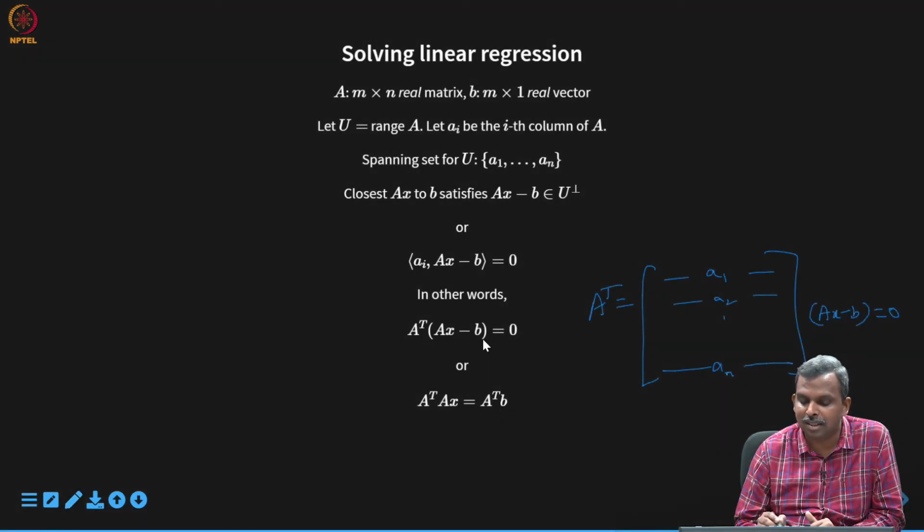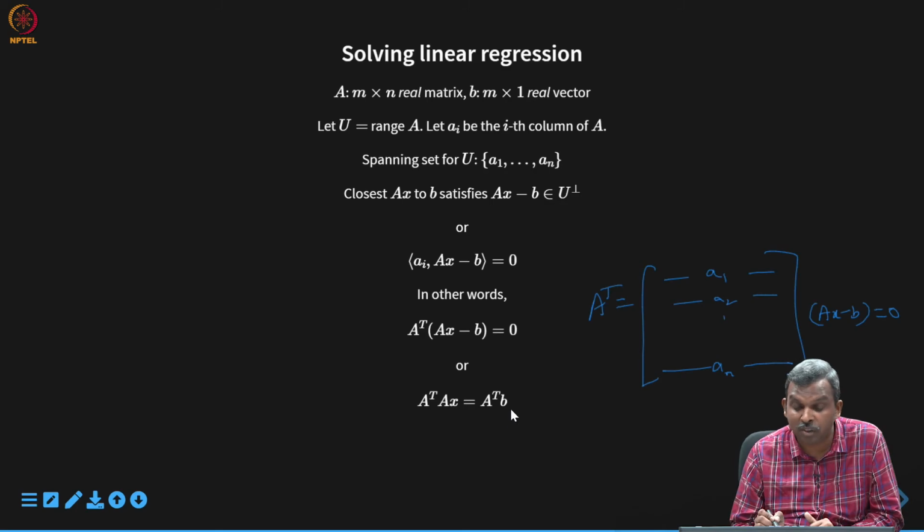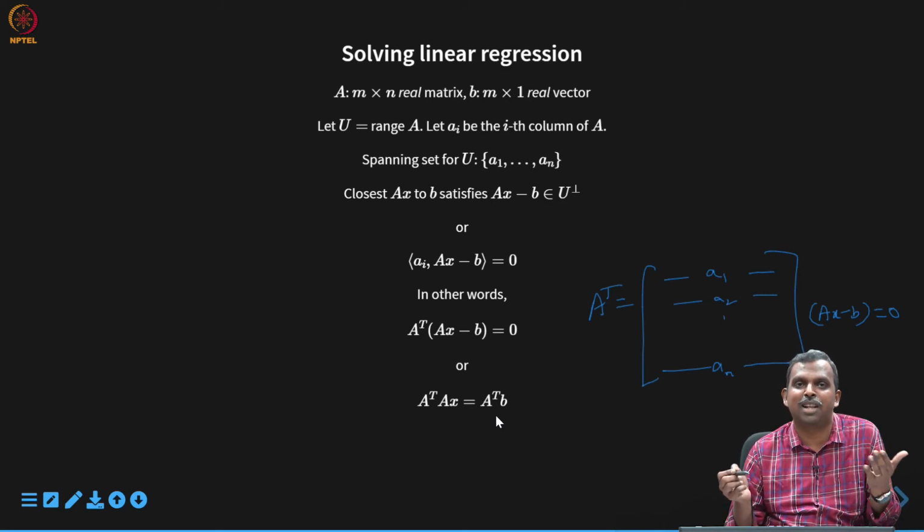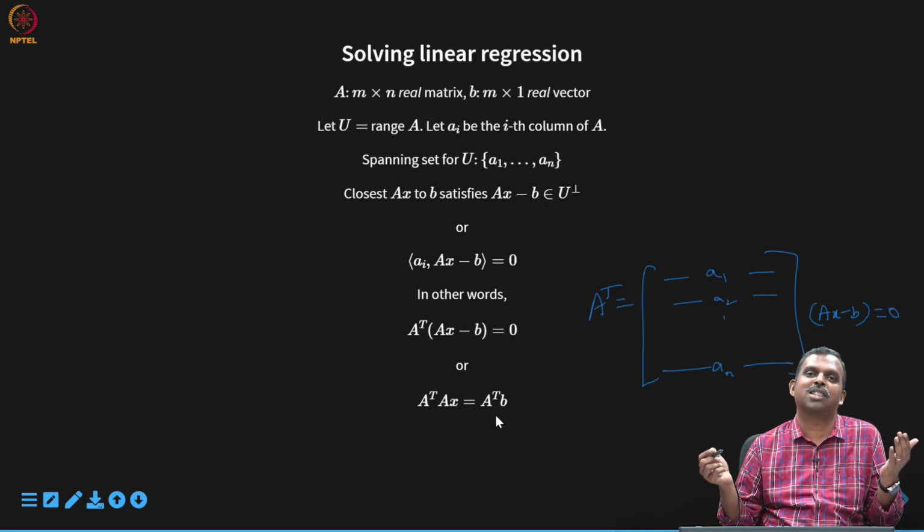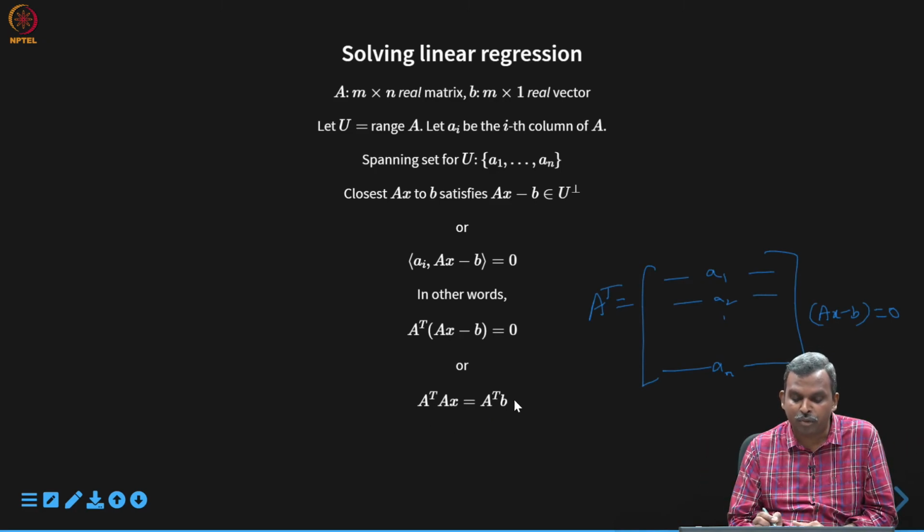Now you just multiply it out, and you get this very interesting looking equation: A transpose Ax equals A transpose B. And how do I know that this equation always has a solution? Of course it has to, right? It's the same as the orthogonal projection. Orthogonal projection exists, so definitely this equation will have solutions. So a nice looking equation.